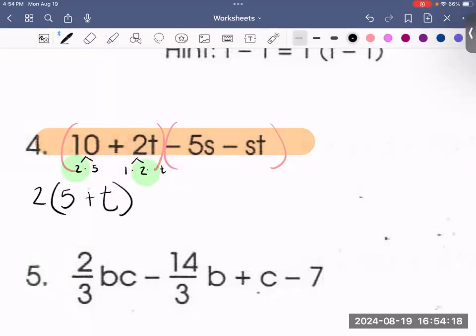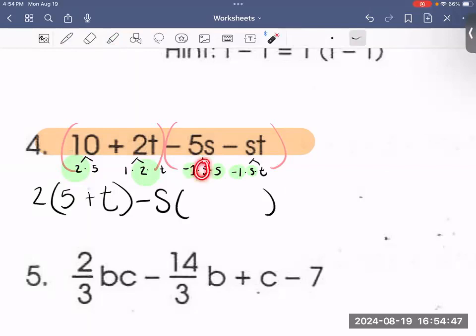Doing the same on the others. So this one we have a negative, and I'm going to write it as a negative 1 times a 5 times an s. This one is really a negative 1 times an s times a t. So highlighting what they have in common again, they have a negative 1 in common, and they have an s in common. So we're taking out a sign, which is a negative 1 s. And on the inside, we should have 5. And because we took out a negative, we now change it to a positive t.